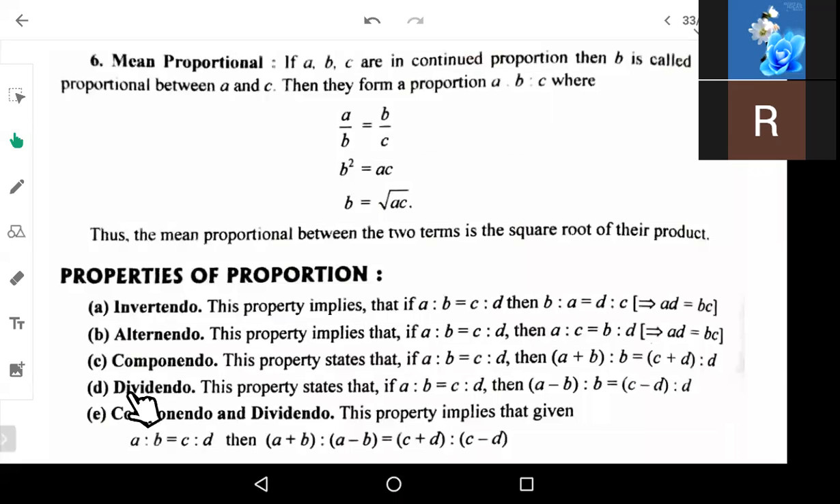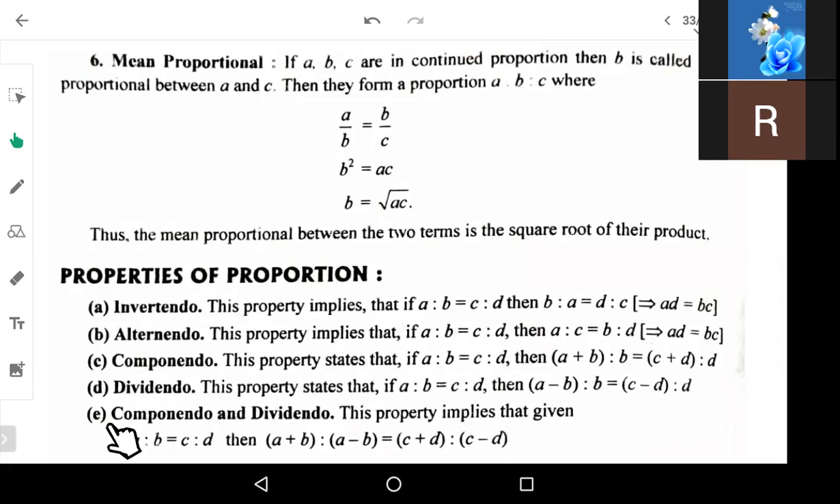Then dividendo. This property, when it is in proportion, you're dividing. Dividendo, division. So A minus B. Here you had A plus B. Here it is A minus B is to B is equal to C plus D by C. Here you have C plus D. Here it is C minus D. So C minus D is to D. Okay, so this is dividendo.